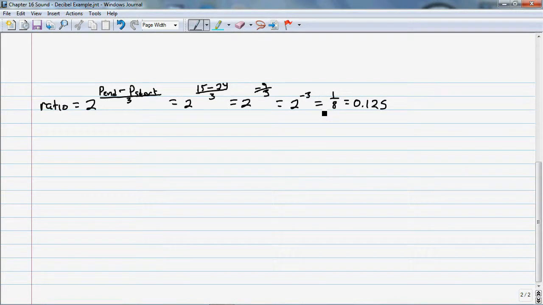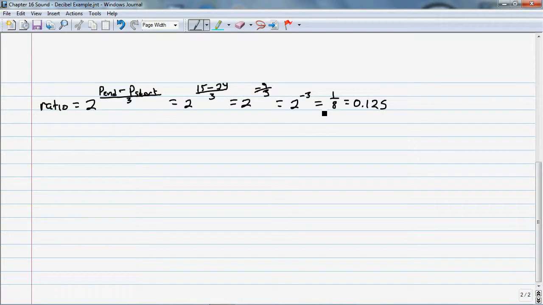So you notice that we were able to come up with this number fairly quickly. I didn't have to solve for the powers and then do the ratio. I could just use the difference of the decibels, divided by 3, because that's your half power or double power ratio, 3 dB, and then just take 2 to that value and you come up with the ratio.